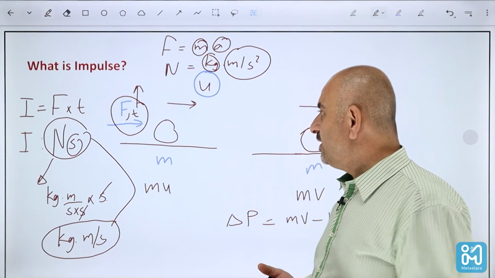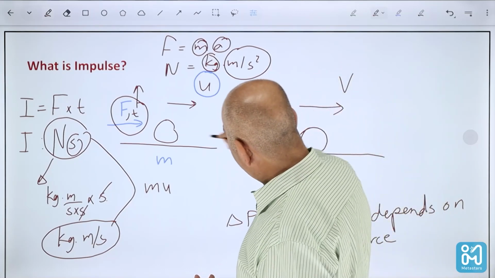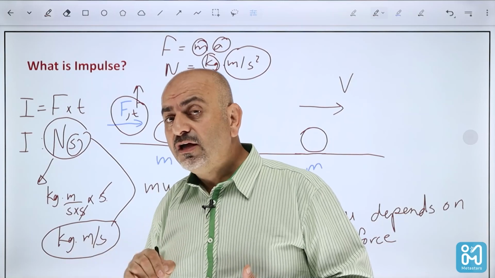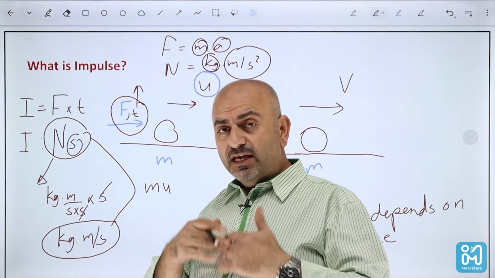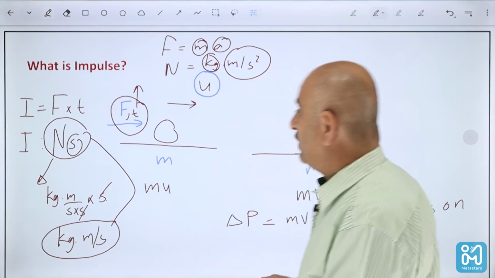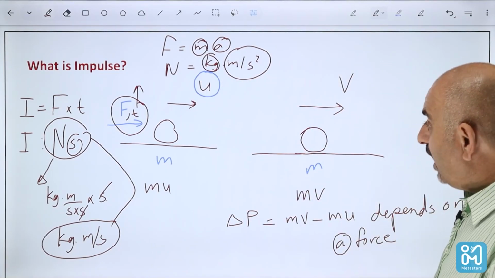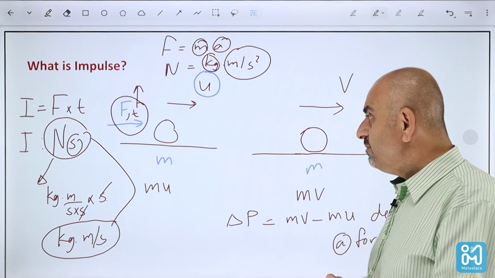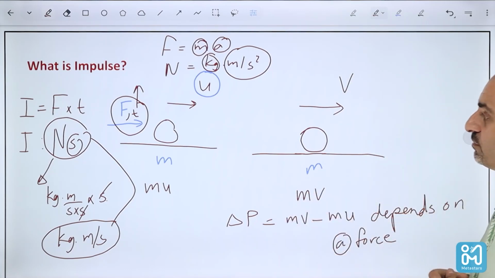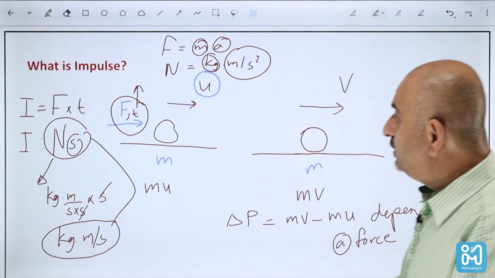Well, impulse could increase momentum. Impulse could decrease momentum, because if you apply the force in the opposite direction of the motion, what are you going to do to the velocity? You're going to decrease it. For that reason, impulse could either increase or decrease momentum, depending on its direction. So if the impulse is applied in the same direction as the momentum, it will increase it. But if it's applied in the opposite direction of the momentum, it will decrease it.